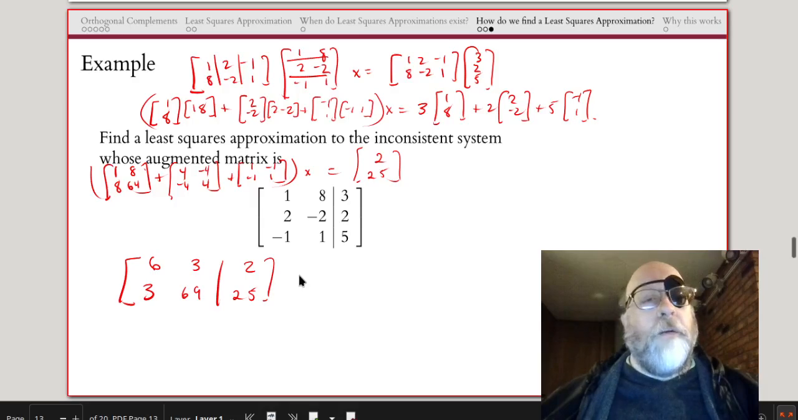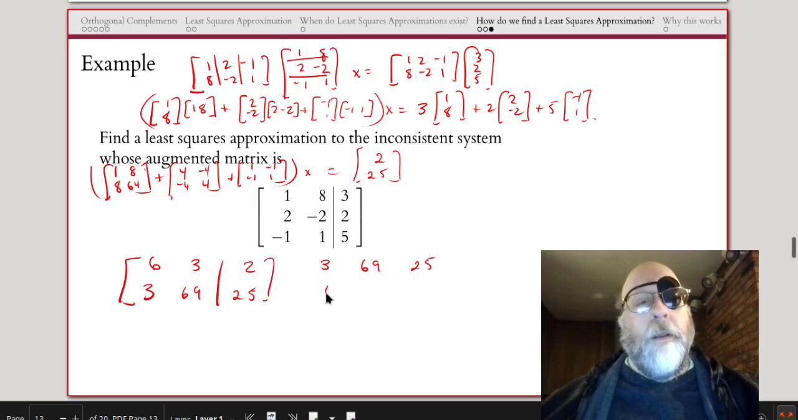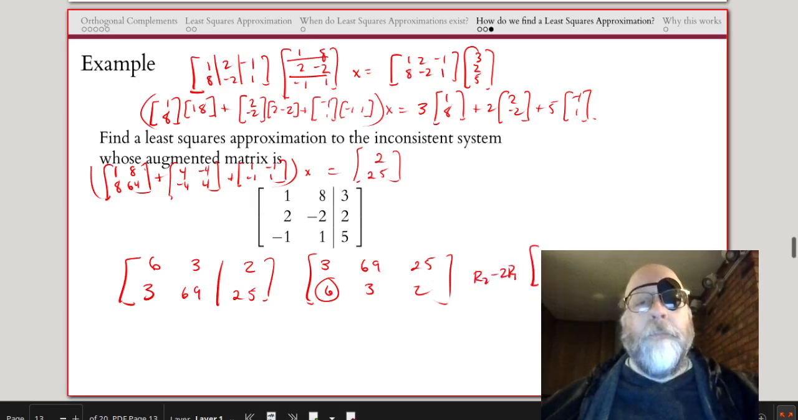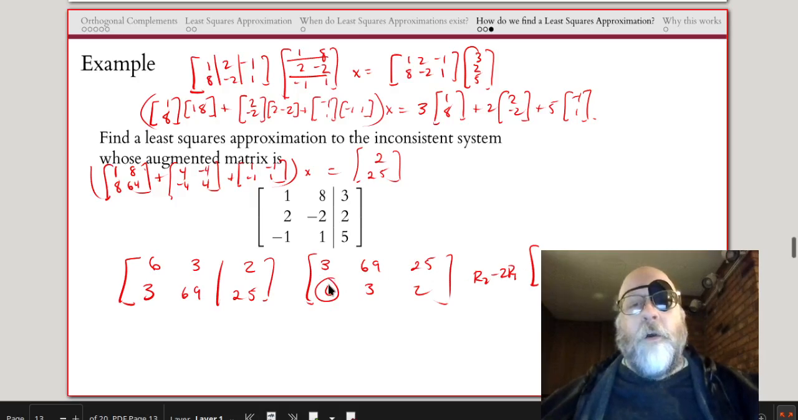Switch to 2 rows here. All right. Yeah, let's do that. 3, 69, 25, 6, 3, 2. Get rid of that 6 by taking row 2 minus 2 times row 1. All right, so 6 minus 6 is 0. 3 minus 138 is negative 135.